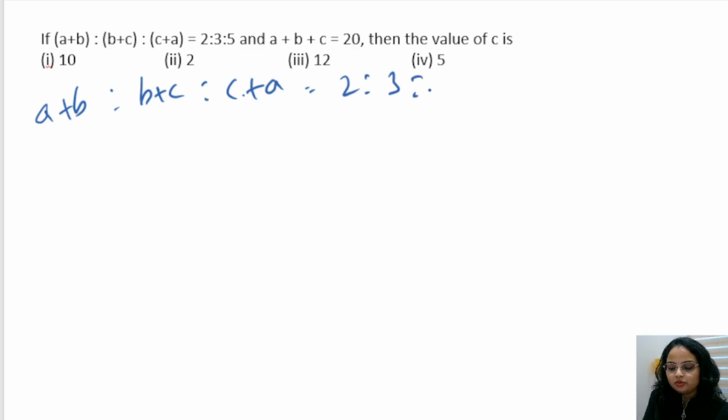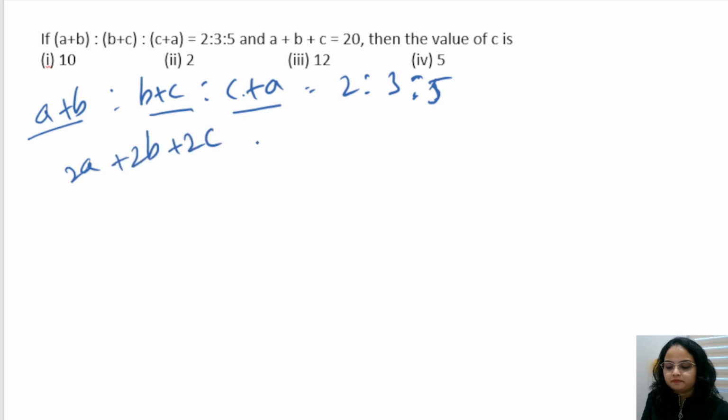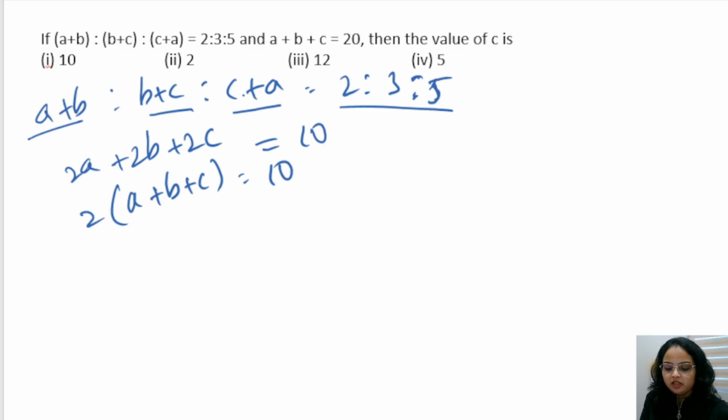Next one. See here, A plus B is to B plus C is to C plus A. This is equal to 2:3:5. Okay. If we add all these units here, we'll get 2A plus 2B plus 2C. Okay. This is equal to, if we add these units also, we'll get 10. Okay, so here you take 2 common. 2 into A plus B plus C is equal to 10. So here A plus B plus C is equal to 5. Okay, so the total units of A plus B plus C is 5 units.